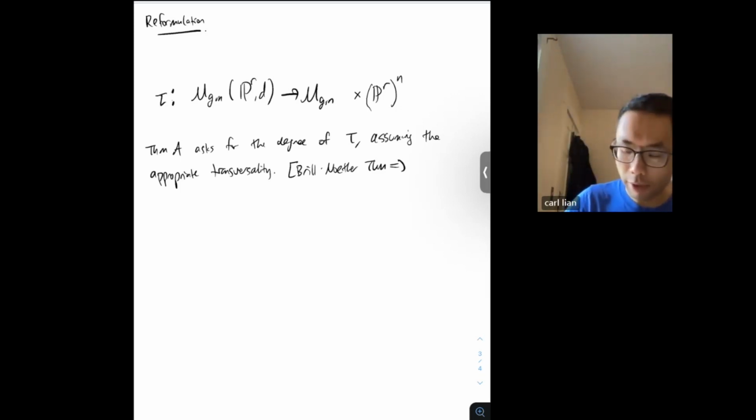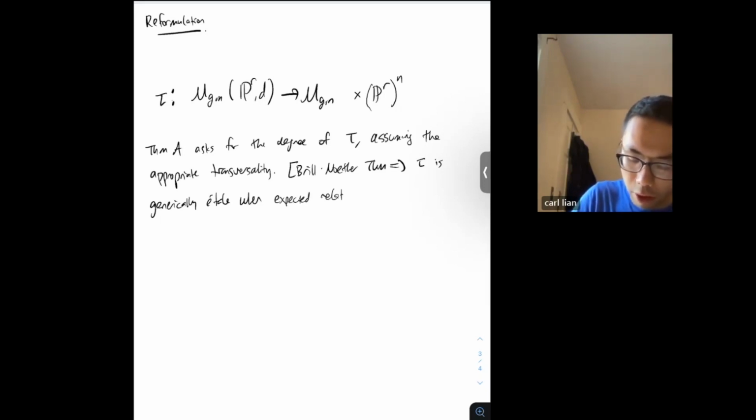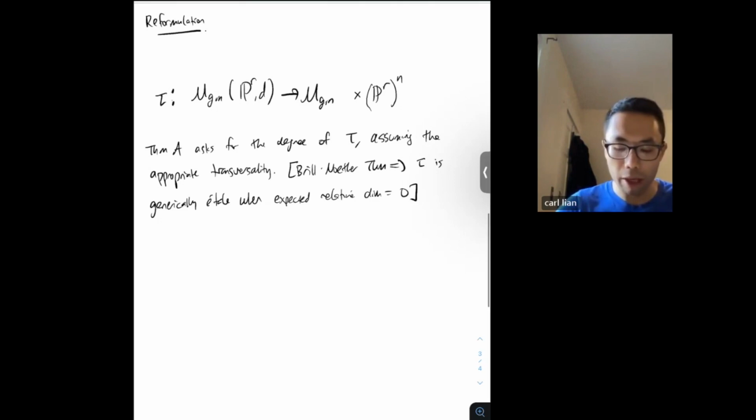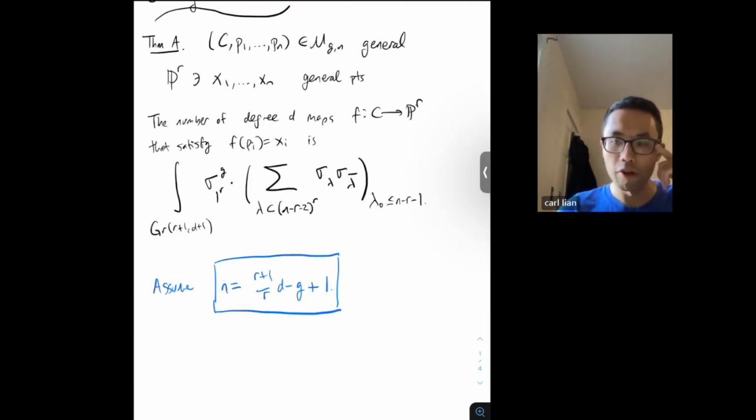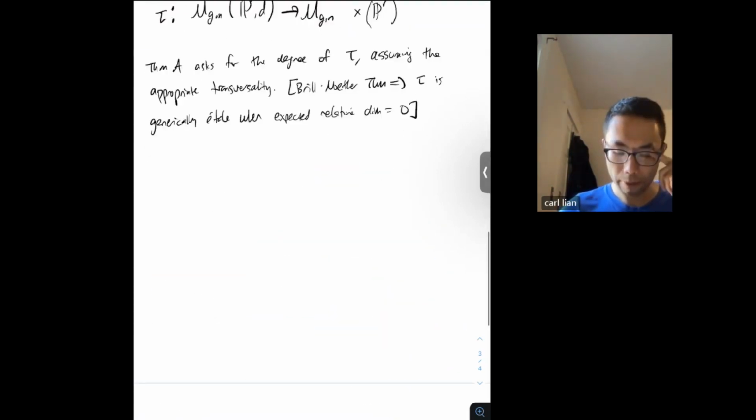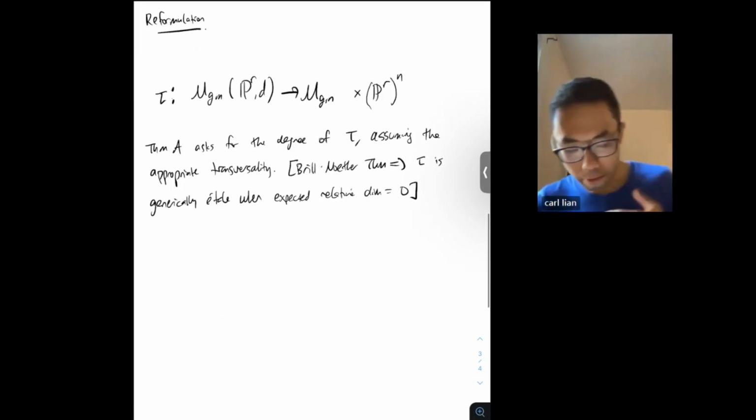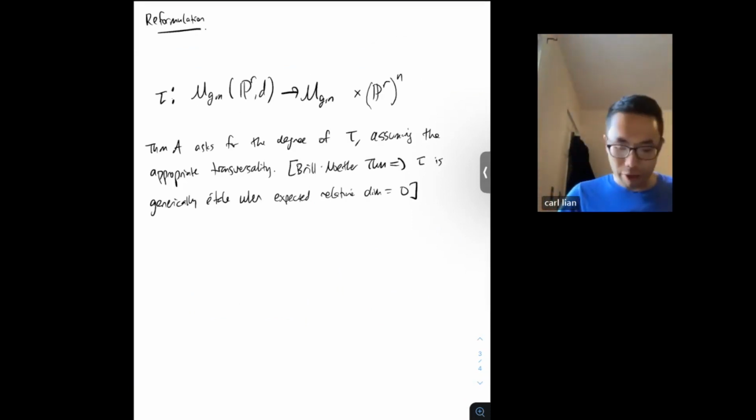So the Brill-Noether theorem implies that tau is in fact generically étale when the expected relative dimension is 0. And the condition that the expected relative dimension is 0 is the condition that I wrote at the beginning, this condition in blue, which I'm assuming throughout. Okay, so now this is a well-formed question. I can ask for the degree of this map.